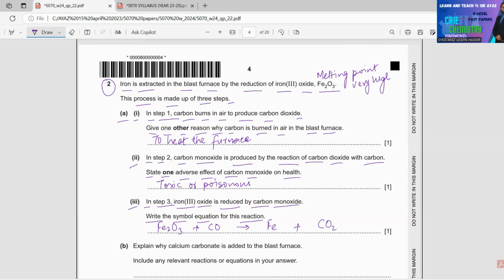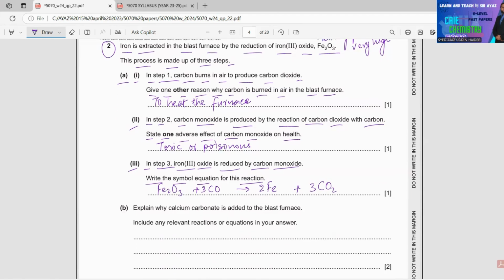Let's balance the reaction equation. In order to balance the oxygen, we will place 3 before CO and then 3 before CO2. For Fe, I will write 2. Now, all of these are balanced.